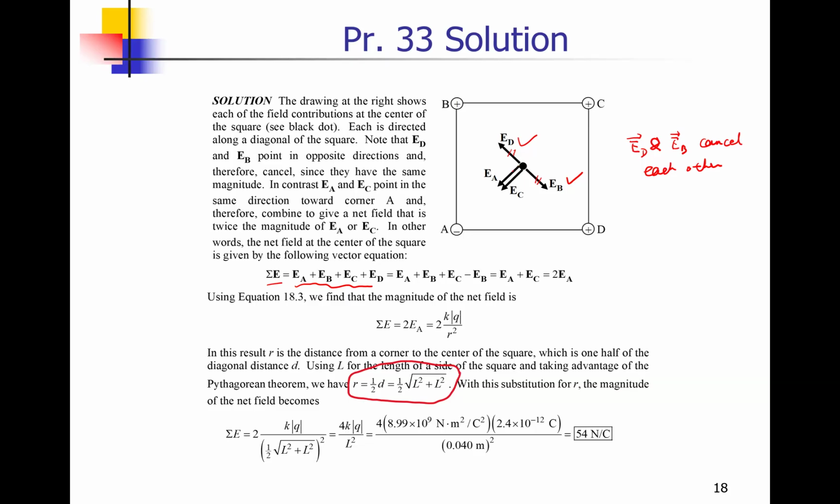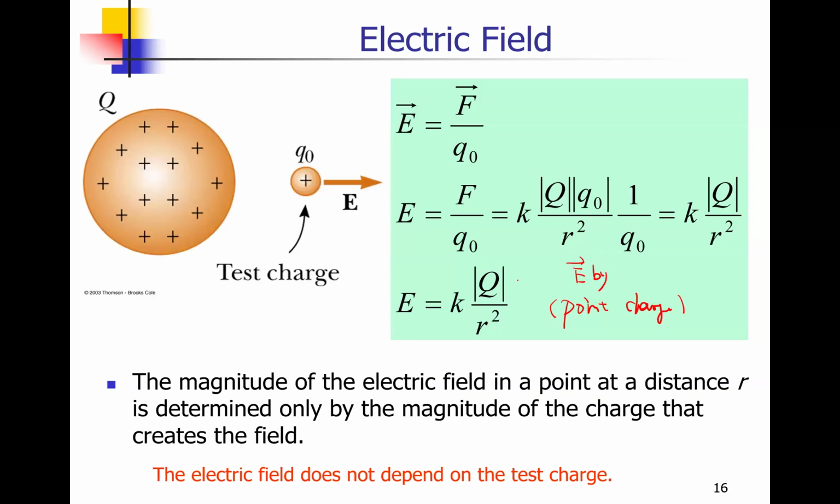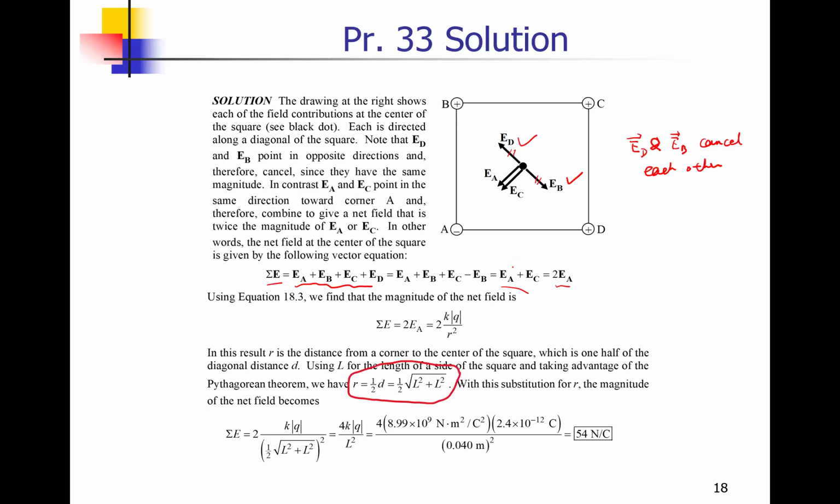But EA and EC are both toward the lower left corner. So we should keep these, but they have the same magnitude, so we can just calculate EA and multiply by 2, okay? And then for a point charge, we have KQ over R squared. But you need this little side here because this is your R, okay? So we can calculate our R. What is this R? You have to use this, so this is our R, okay?